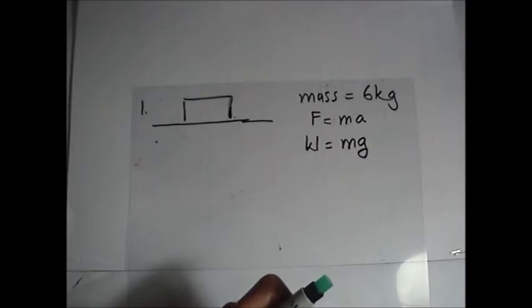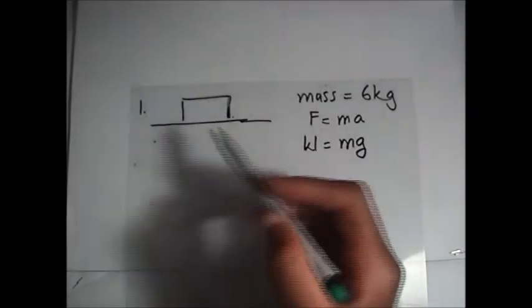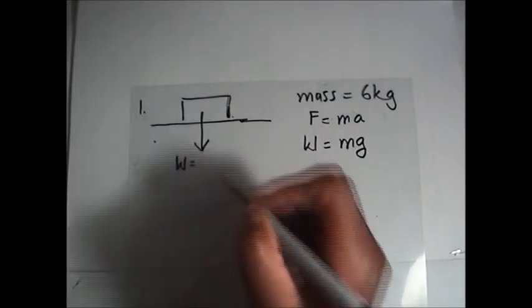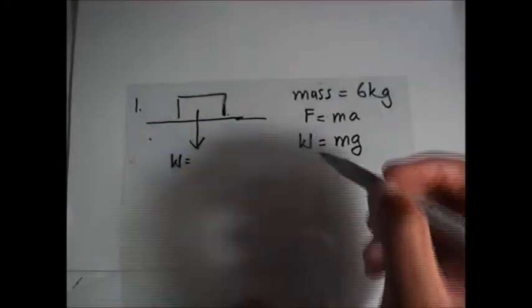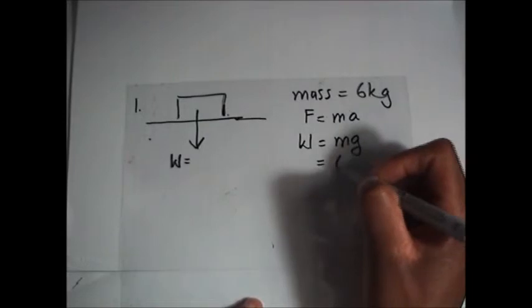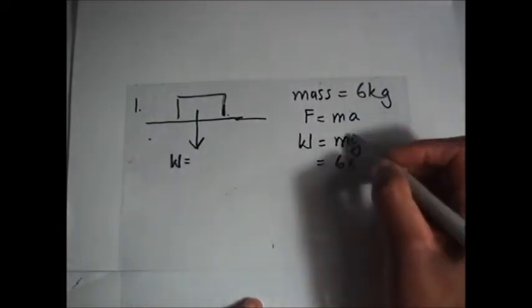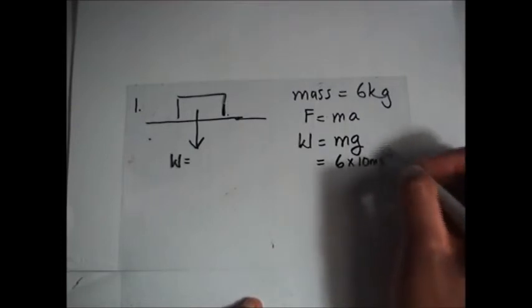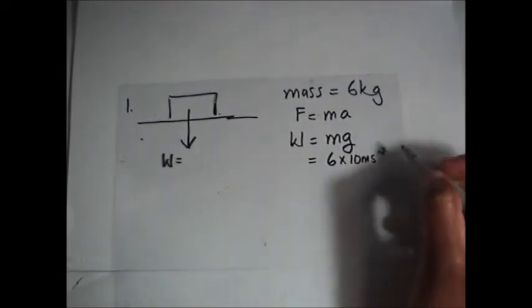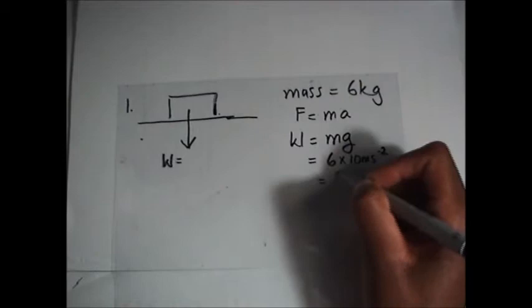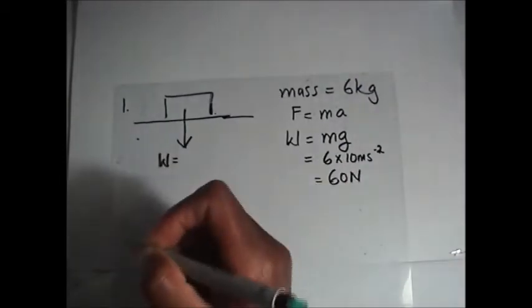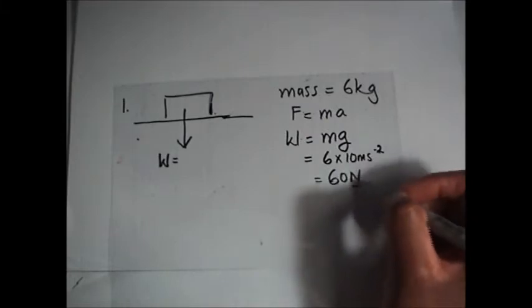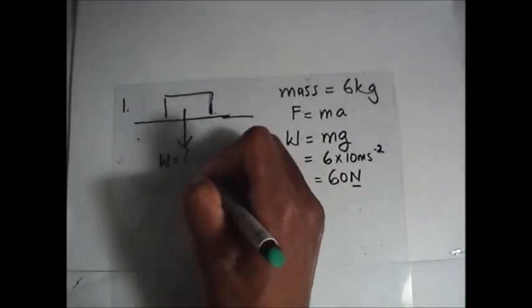So let's calculate the weight of this stone block. We know that definitely it's going to have a weight because it's in a gravitational field. It will be 6 times, and we are going to use acceleration due to gravity as 10 meters per second squared, because it's better for me to calculate with. So the weight is just going to be 60 newtons. I'm putting newtons because weight is a force, and the unit of force is newtons.